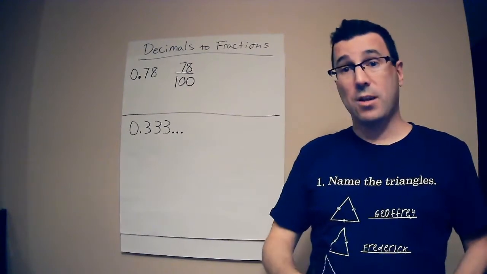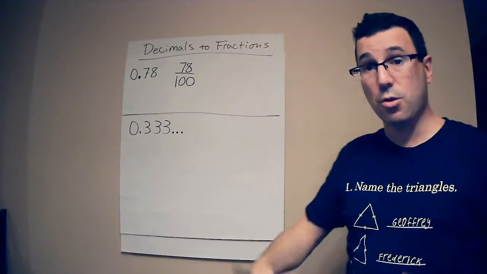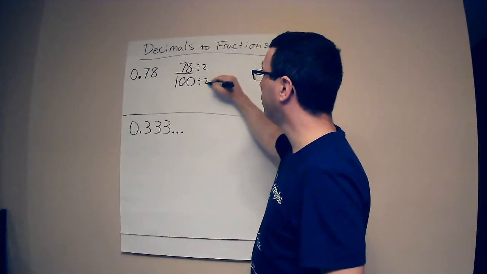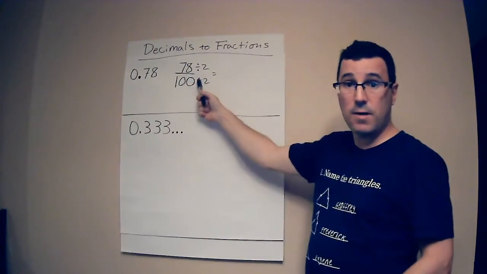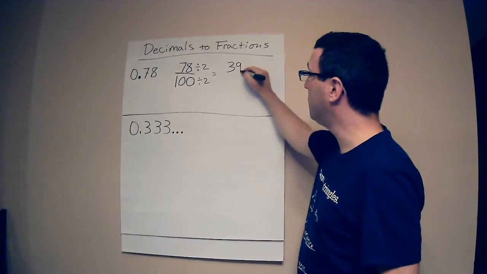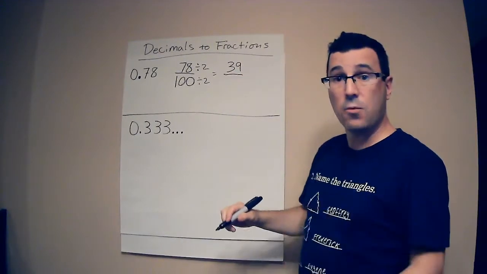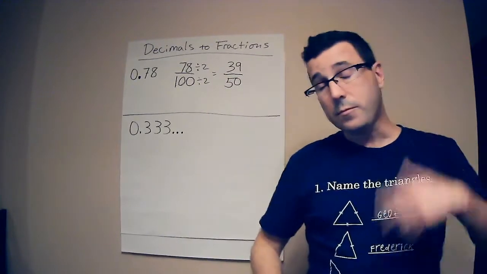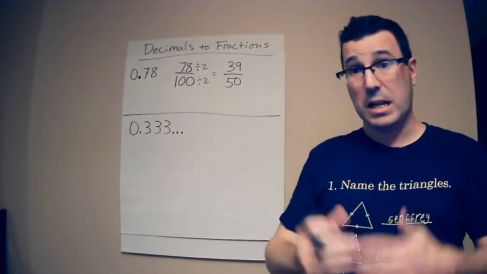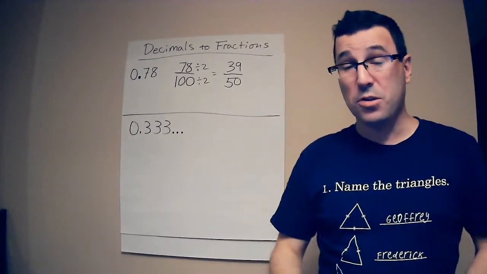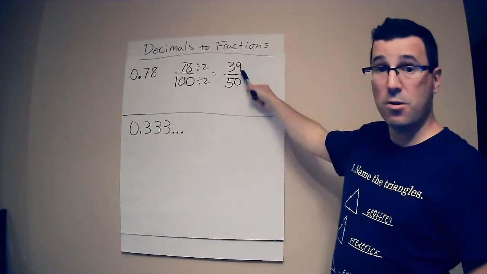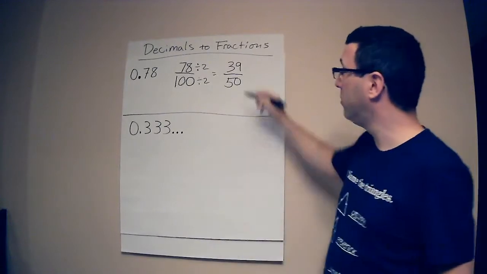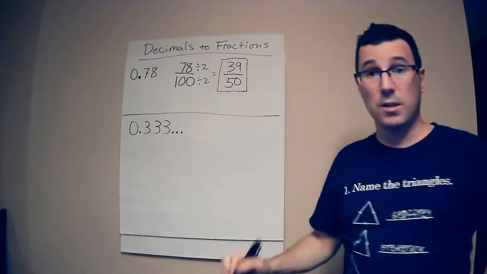and 100 have something in common. They're both even, so they both can be divided by 2. 78 divided by 2 gives us 39, and 100 divided by 2 gives us 50. Now I'm always going to go back and double check that I used the largest number that goes into both by asking, do 39 and 50 have anything in common? The answer is no. So this is our answer.